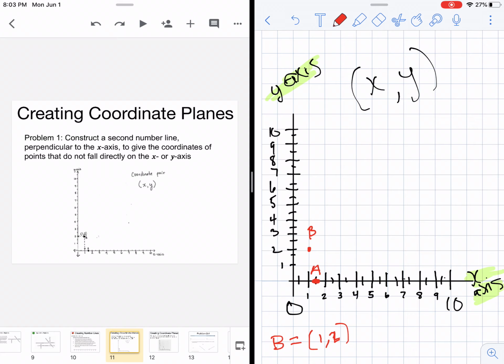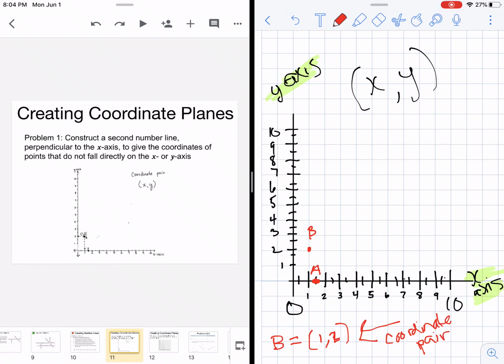Over 1 and up 2. All right, let's do another point. Okay, but before we do that, what are these two numbers called? Anybody remember? Coordinate pair. Those are a coordinate pair.